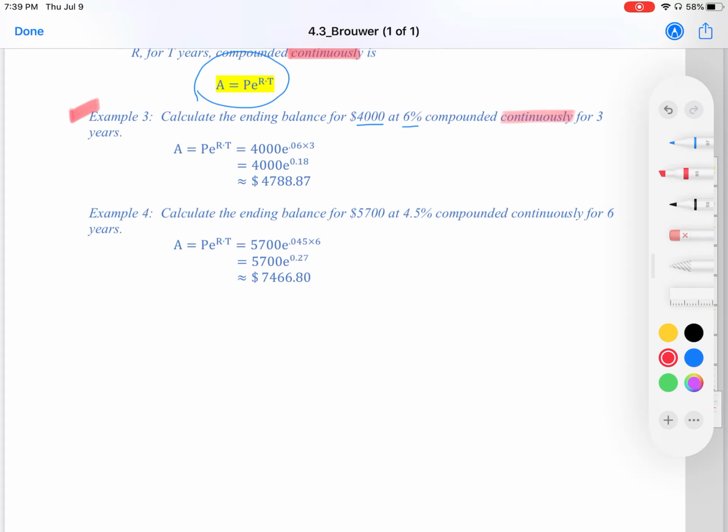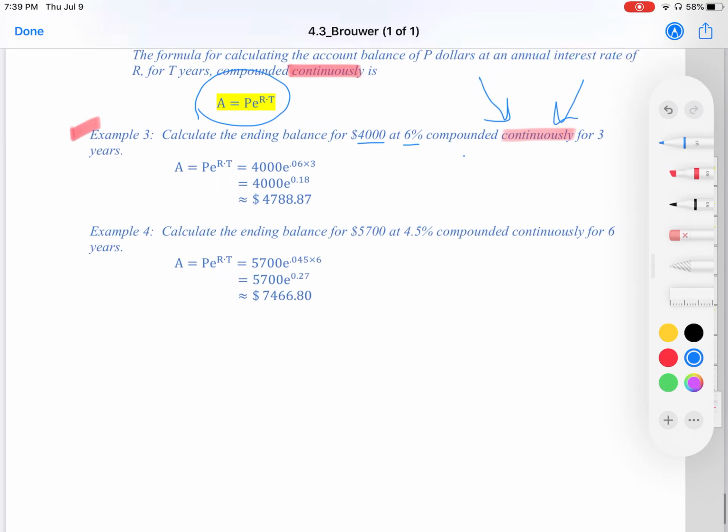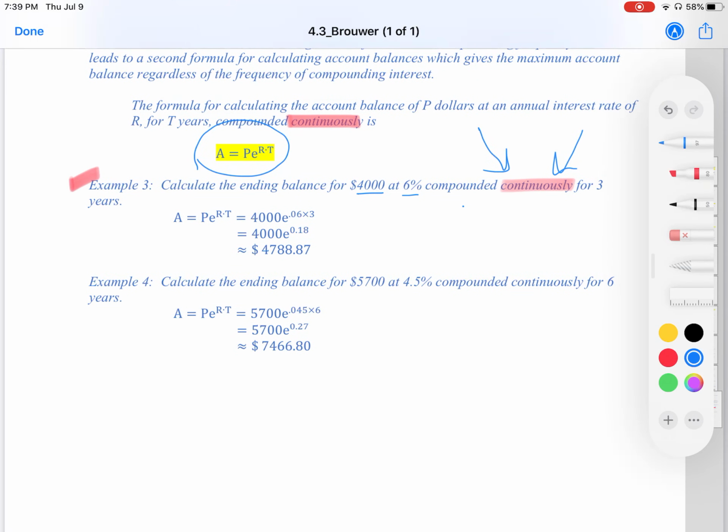Because we have that word continuously, this lets us know that we have to use our new formula. A equals our principal times e raised to the rate times time. So we have our principal of 4,000, and we have the exponent r times t. We multiply our exponent, and then from here, it's just calculator work. Make sure you know how to get this answer.